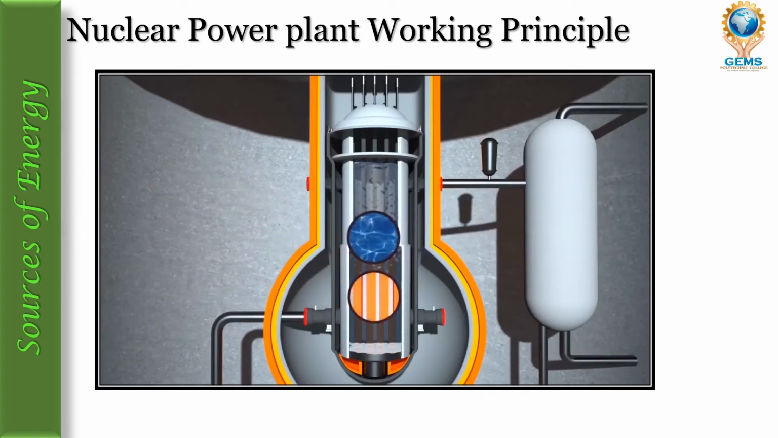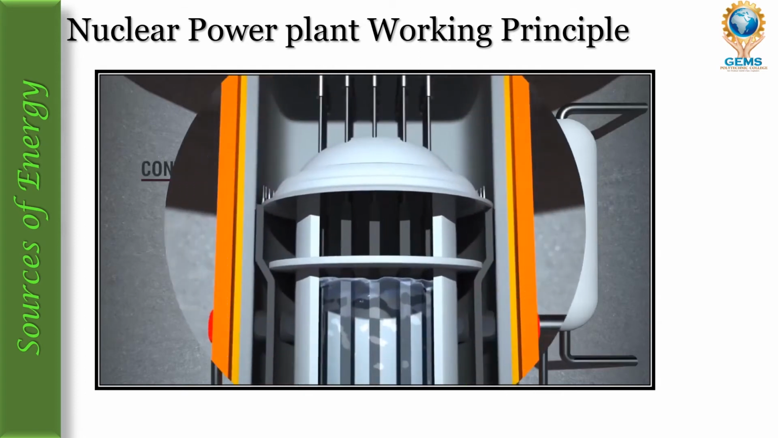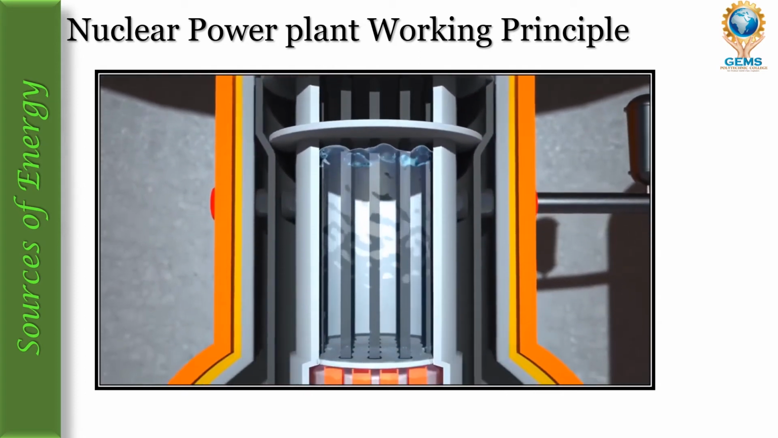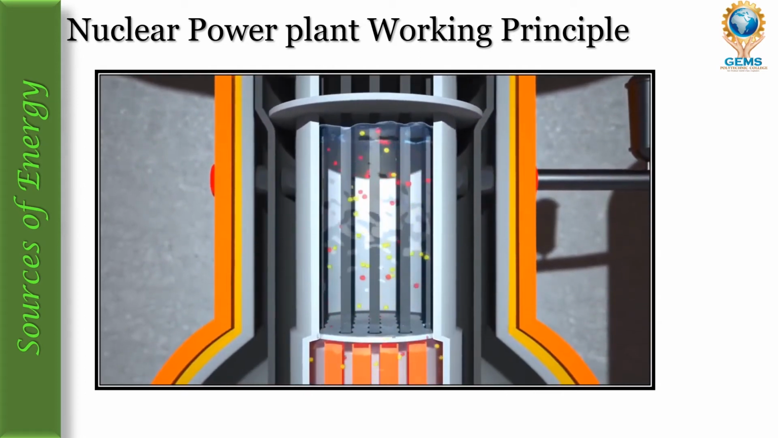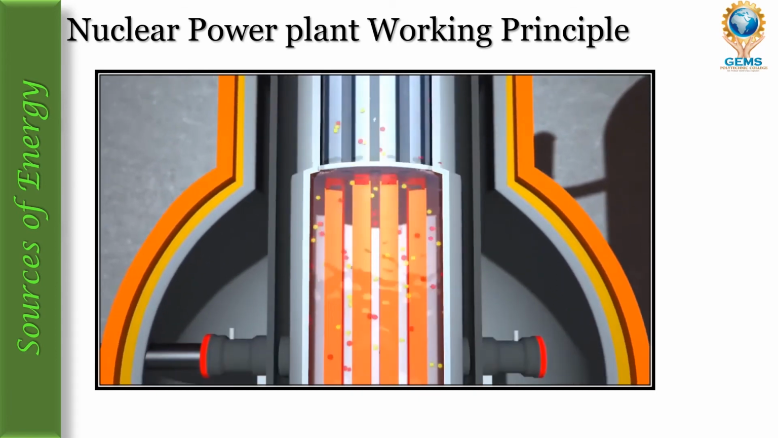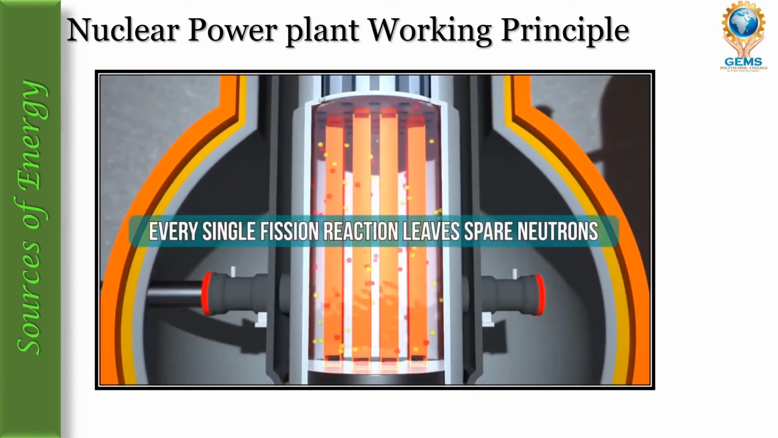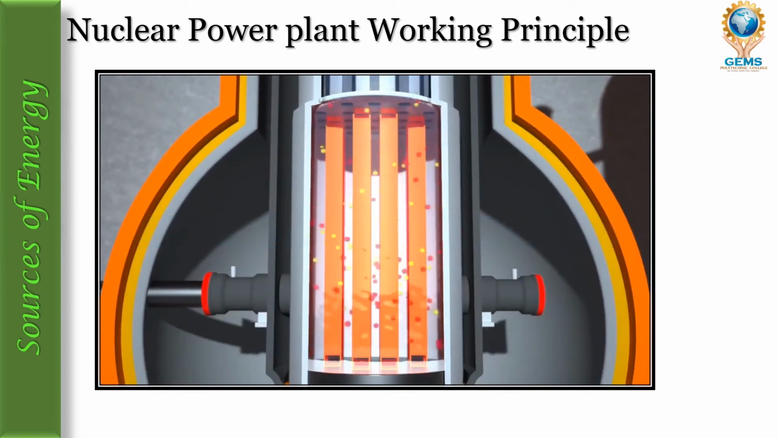Another very important part of the nuclear reactor is the control rods. We would like to have a steady flow of energy from the reaction, isn't it? For that purpose, every single fission reaction leaves spare neutrons which in turn are utilized for more subsequent reactions.